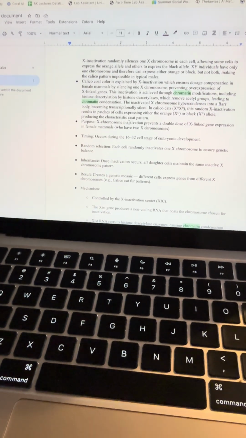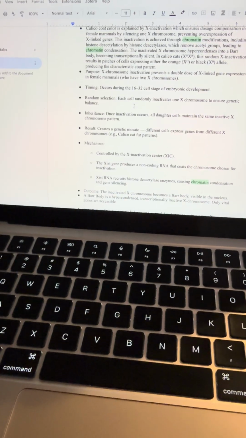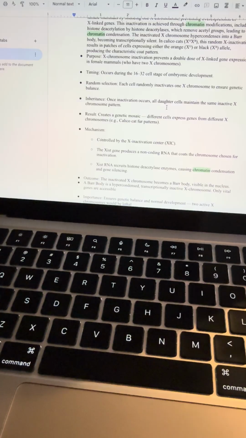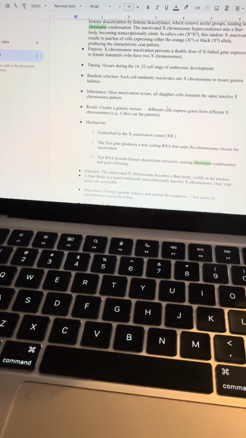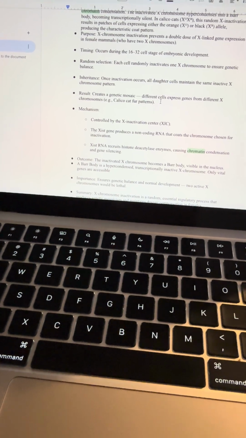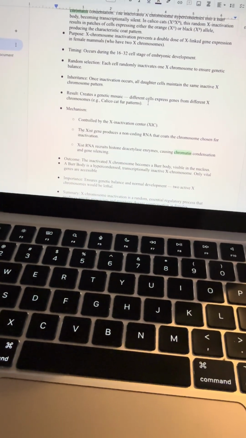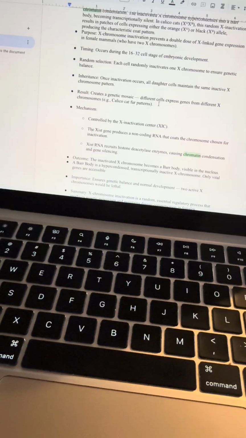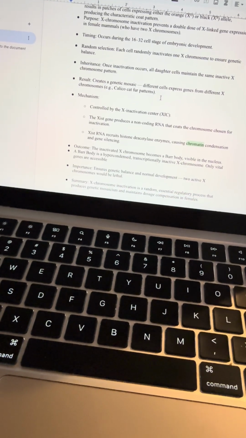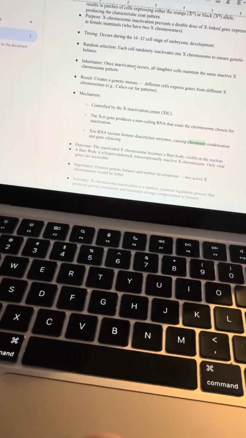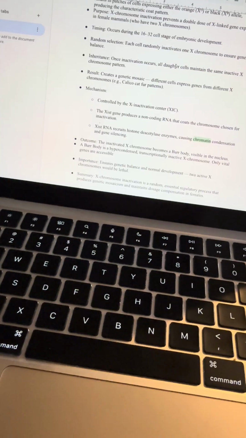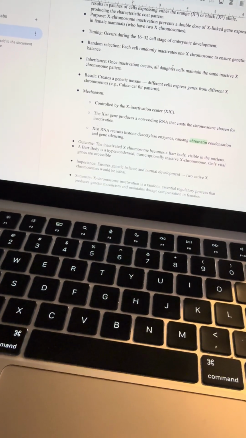The purpose: X chromosome inactivation prevents a double dose of X-linked gene expression in females, who have 2 X chromosomes. Timing: it occurs during the 16 to 32 cell stage of embryonic development. Random selection: each cell randomly inactivates 1 X chromosome to ensure genetic balance. Inheritance: once inactivation occurs, all daughter cells maintain the same inactive chromosome pattern.